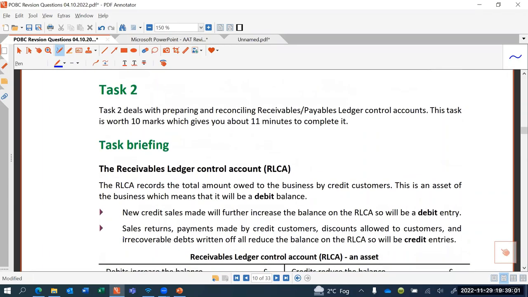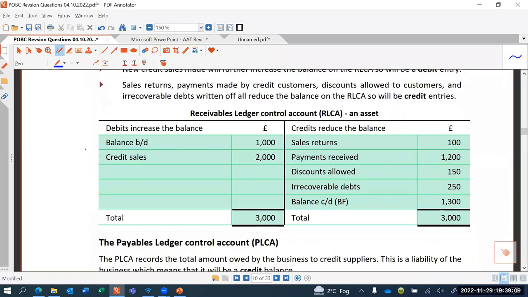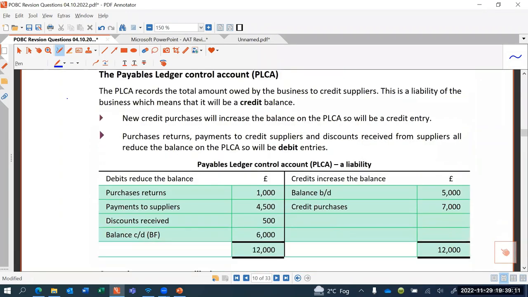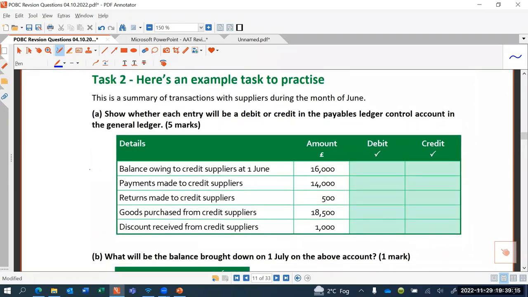So as before, there's another task briefing. We're looking at another 10 marks, so about 11 minutes to complete this one if it was a live exam. The task briefing is there. Look at it. I think they are super, super helpful if you're feeling a bit rusty on this topic. I'm just going to launch straight into the task with you and we'll see how we go.